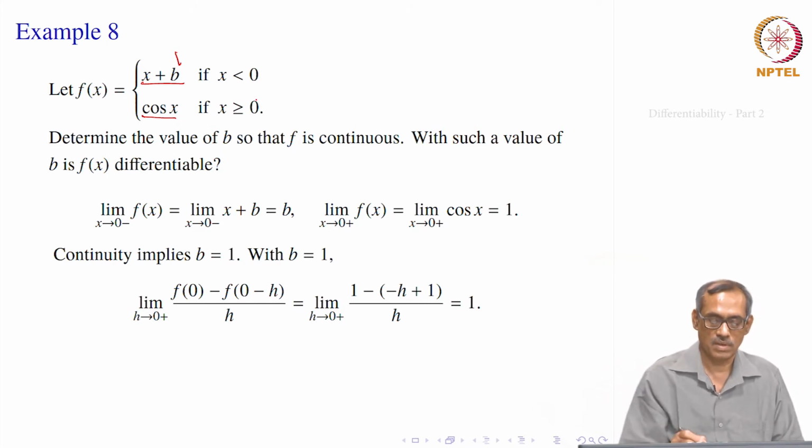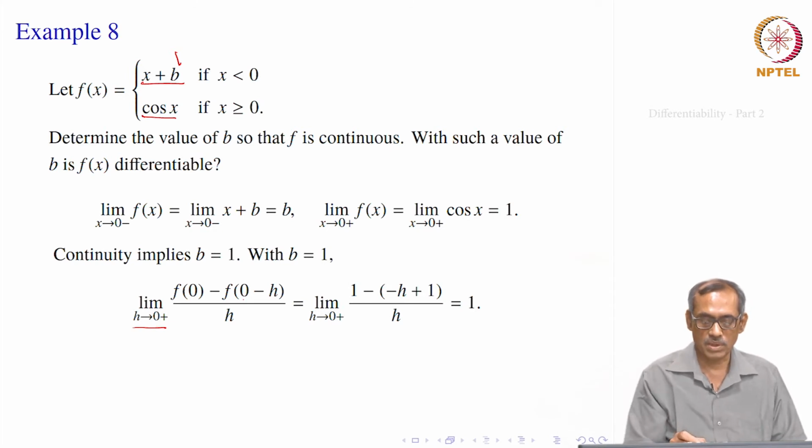So, at 0, then what will be at 0? So, we want to find out f prime at 0. So, it will be the left side limit, f of b minus h divided by h, as h goes to 0 plus.